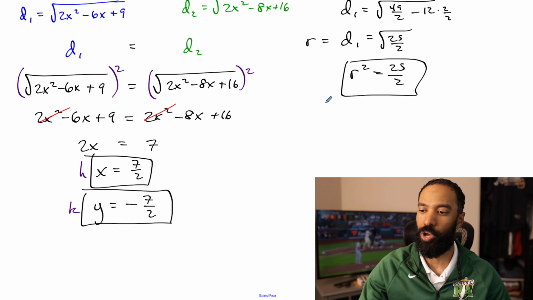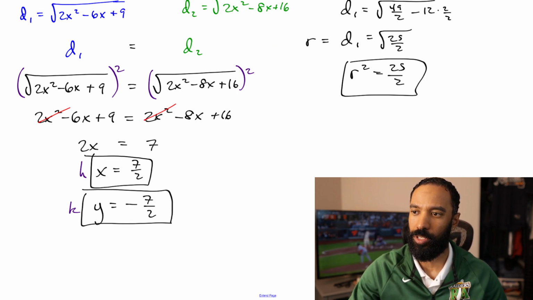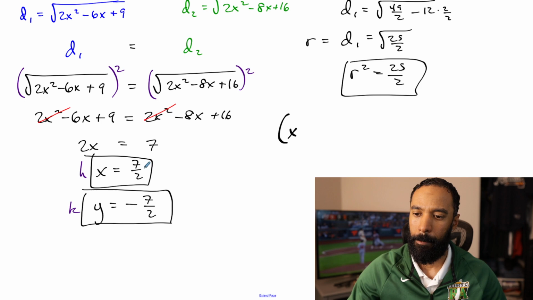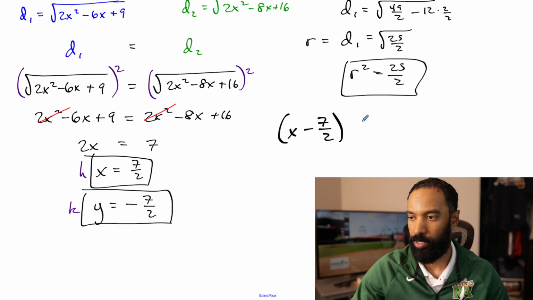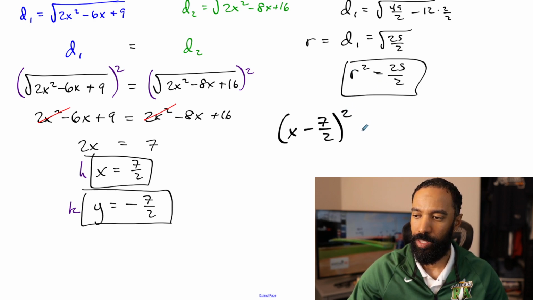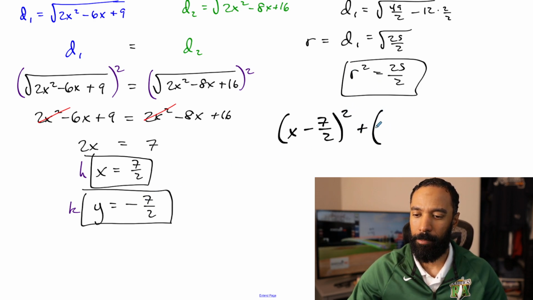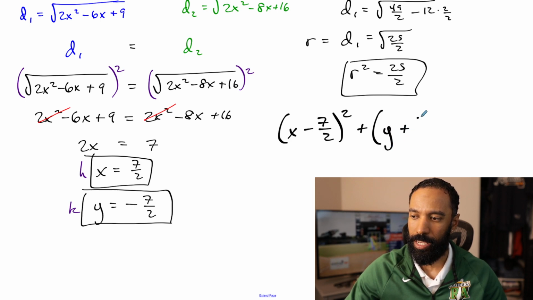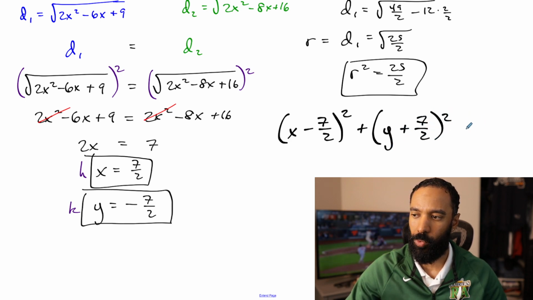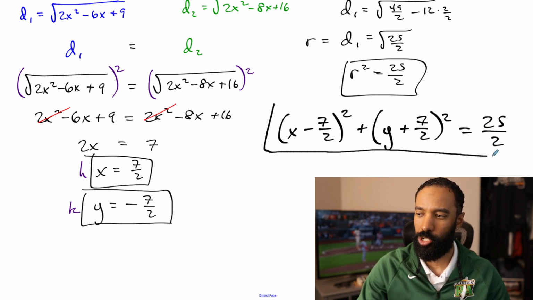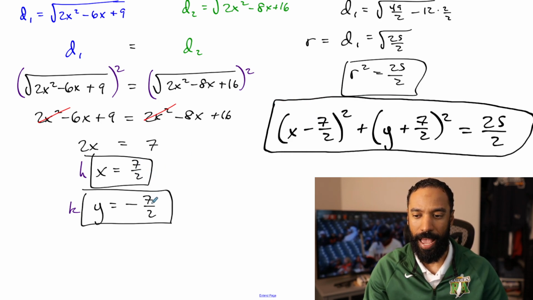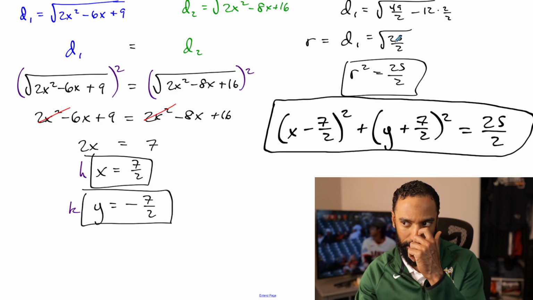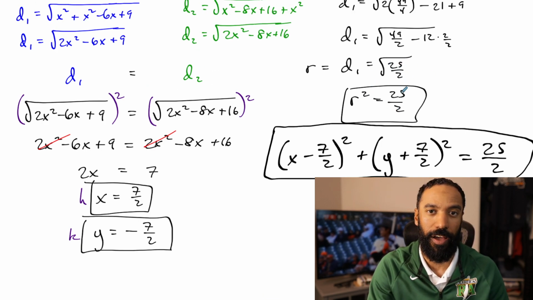So my final result for this should be x minus h, x minus 7/2, and that's also negative 3.5, quantity squared, plus y plus 7/2, because it's the opposite of the negative, quantity squared equals 25/2, that's r squared. That should be the equation there, which means you have a center at 3.5 comma negative 3.5, and your radius is the square root of 25 over 2.